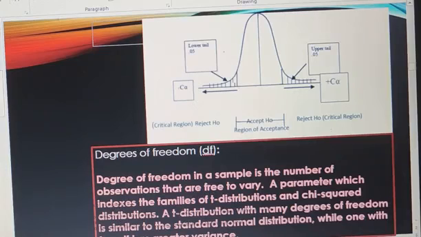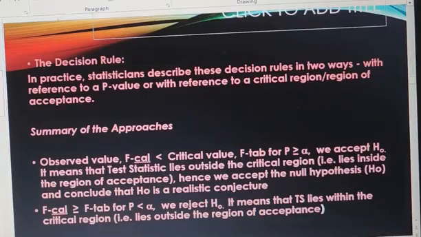Degrees of freedom in a sample is the number of observations that are free to vary. It is a parameter which indexes the families of t-distributions and chi-squared distributions. A t-distribution with many df is similar to the standard normal distribution, while one with few df has greater variance. The decision rule: in practice, statisticians describe these decision rules in two ways, with reference to a p-value or with reference to a critical region/region of acceptance.